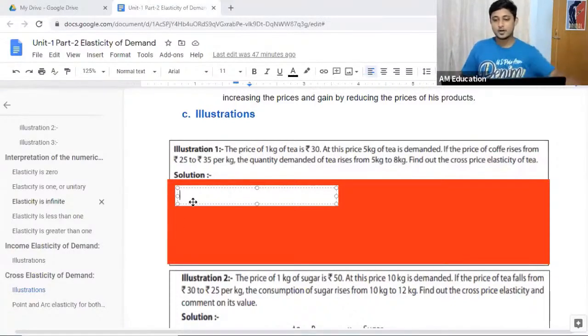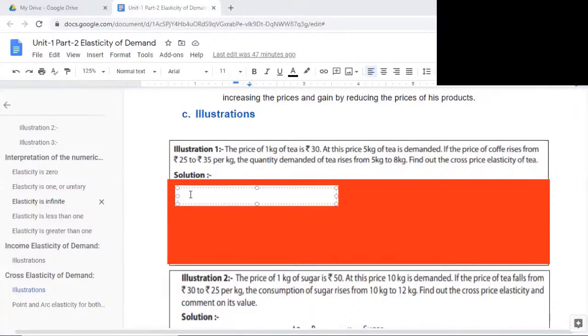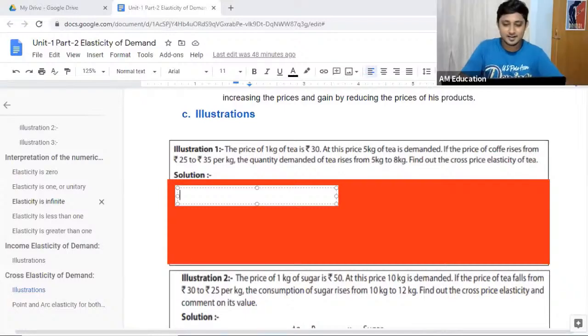So what is the formula to find out the cross price elasticity? Delta QX by delta PY into PY by QX. Lovely, guys. Can you tell me the numbers directly?